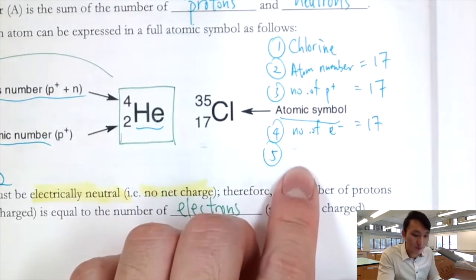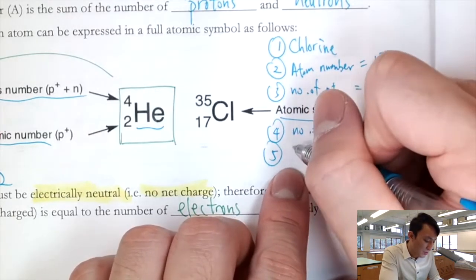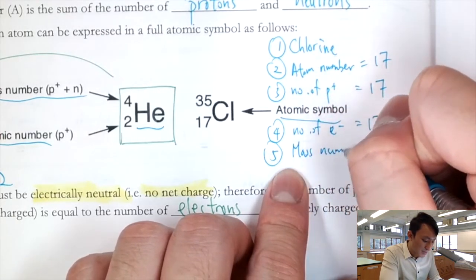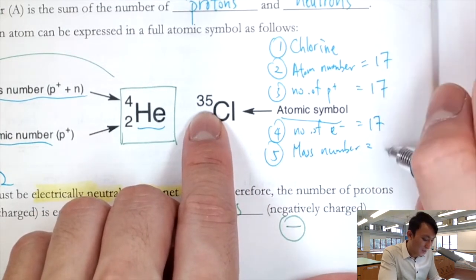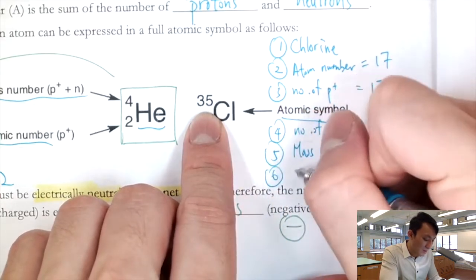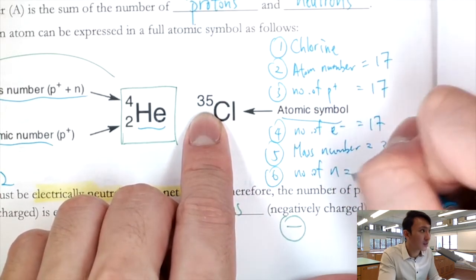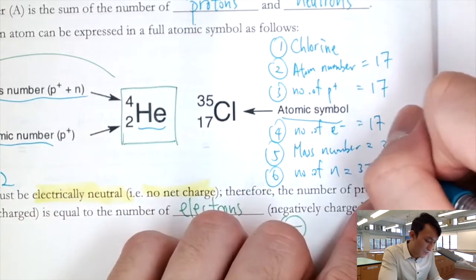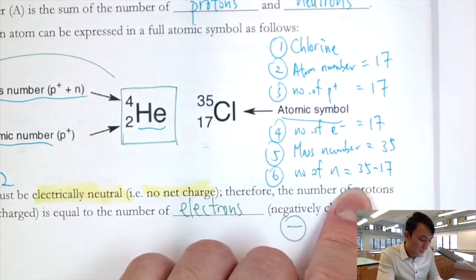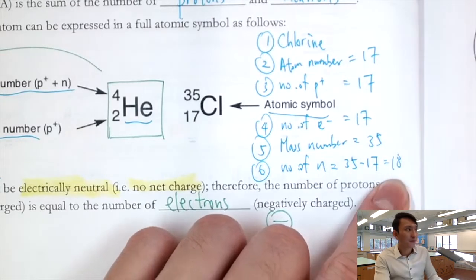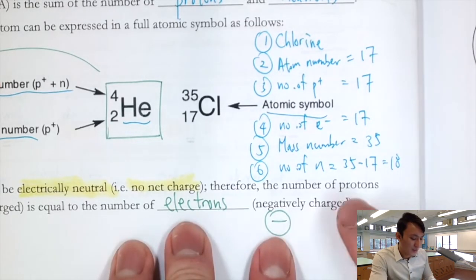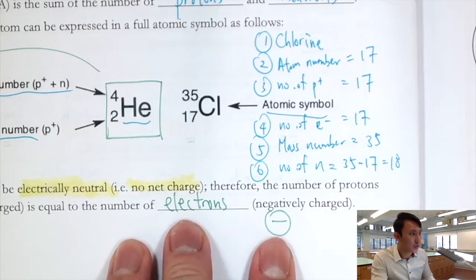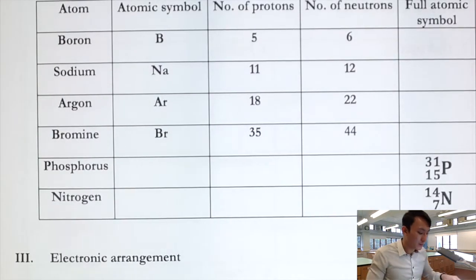And lastly, not lastly, the second last, you need to look for the mass number. The mass number is at the top left-hand corner. This one is 35. So lastly, the number of neutrons is equal to 35 minus 17, which equals 18. Okay, so this is how it works. Now after that, let's look at the next page.